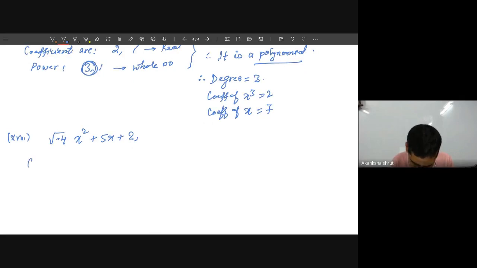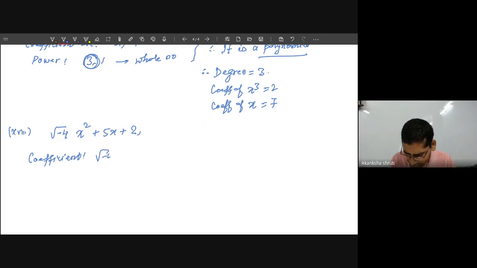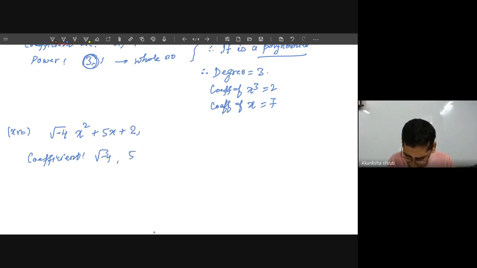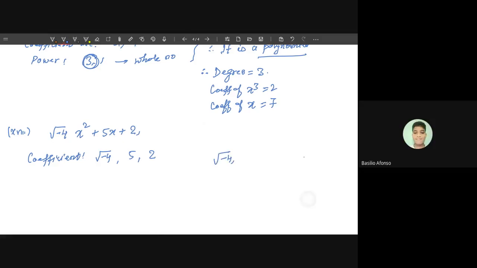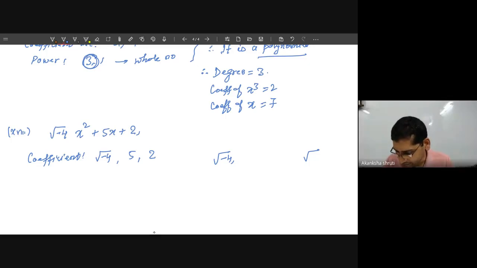What are the coefficients? The coefficients are minus of under root 4, 5 and 2. Can any student tell me the value of minus of under root of 4? It is minus 4 raised to half. What is the value of under root of 4 only? Under root of 4 value is 2. But you cannot write it as minus 2. No, it is wrong.